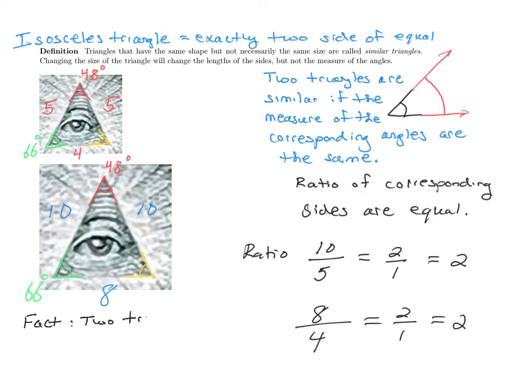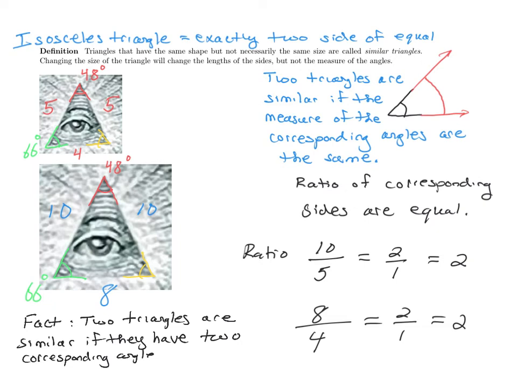Two triangles are similar if they have two corresponding angles that are equal in measure. And that's it. So the second that you have two angles that have the same measure, the two triangles are similar. You don't even need to know what the third angle is.